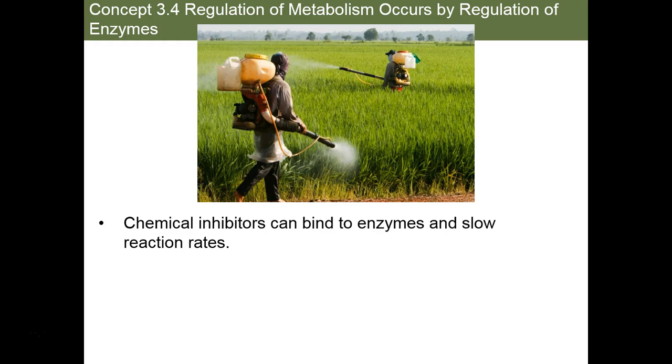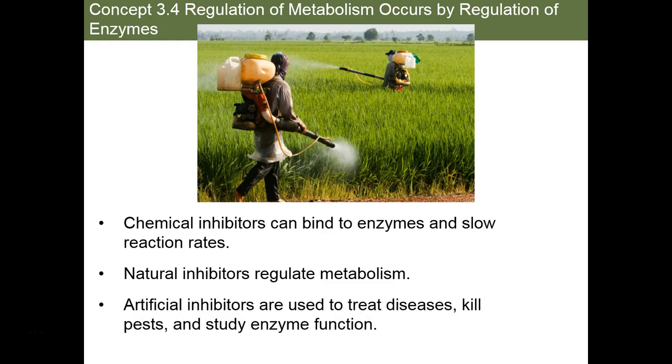Our bodies have ways to regulate enzymes. It would be unwise to produce an enzyme that you do not need at the moment. There are also chemical inhibitors that bind to enzymes and can slow down reaction rates. Our bodies have natural inhibitors that regulate metabolism. Artificial inhibitors are used to treat diseases, kill pests, and study enzyme function.